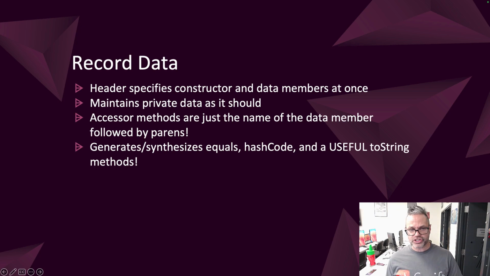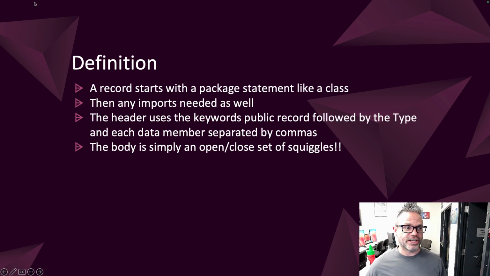And it either generates or synthesizes, whichever term you want to use, that equals, hashCode, and a really useful toString method automatically, in addition to the getters and setters that are part of the actual record data type. So it's a great tool to use. Let's talk about the definition of a record itself.